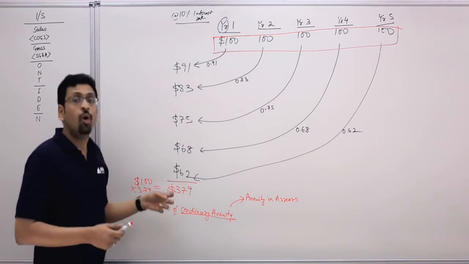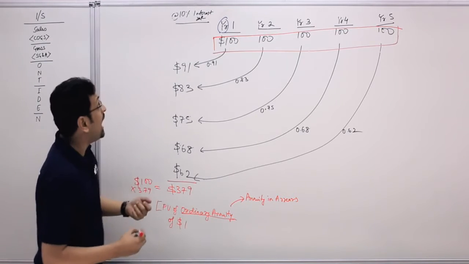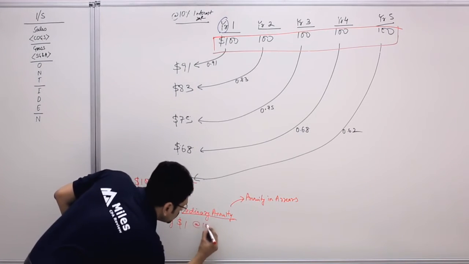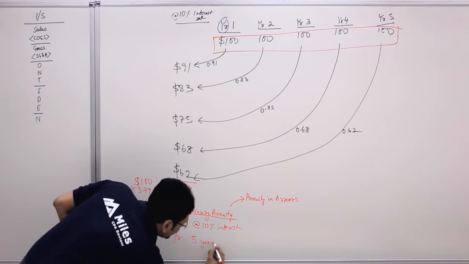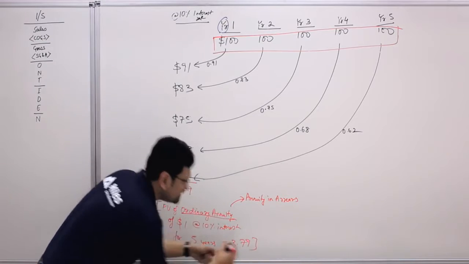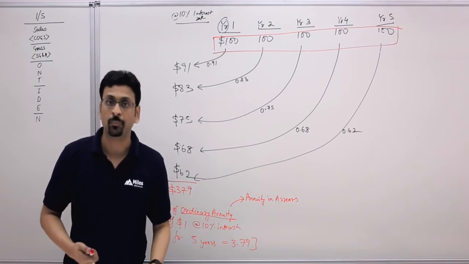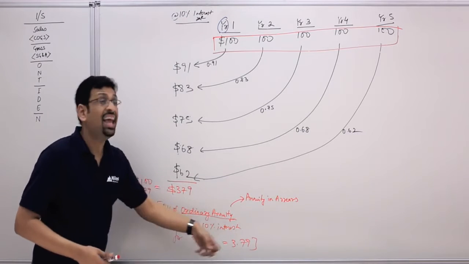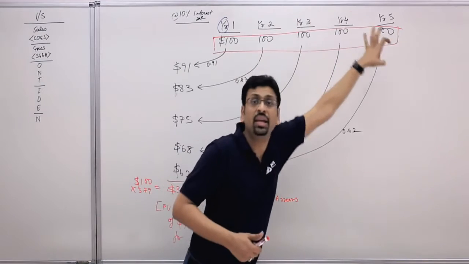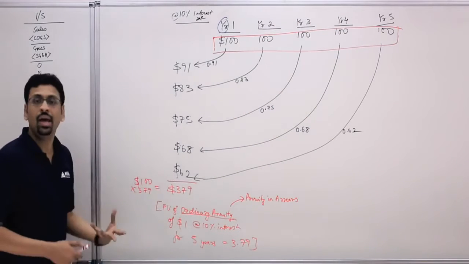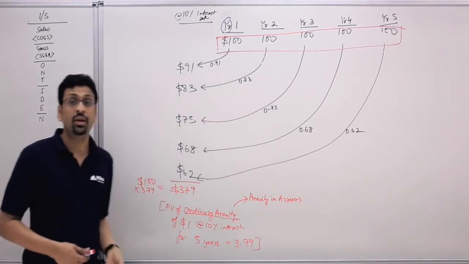So the present value of an ordinary annuity of $1 at 10% interest for 5 years is 3.79, and this is something I've picked up from the present value of ordinary annuity table. Now I've picked up this 3.79 and I simply multiply it by $100, because $100 is the same number coming in every period. So I get 379. Makes it simple and easy. So that was an ordinary annuity, annuity in arrears.